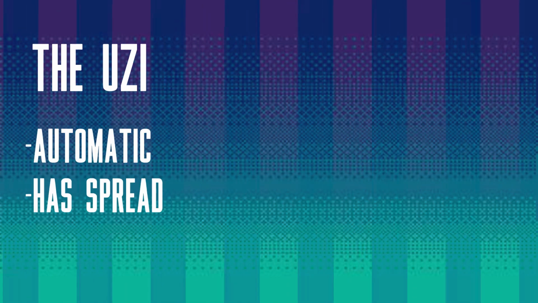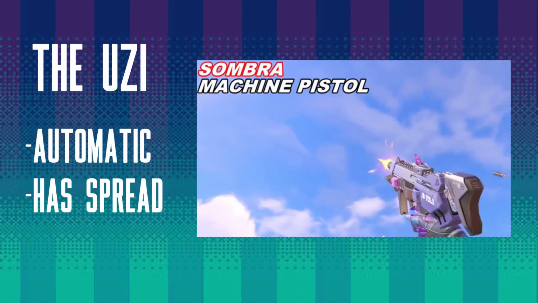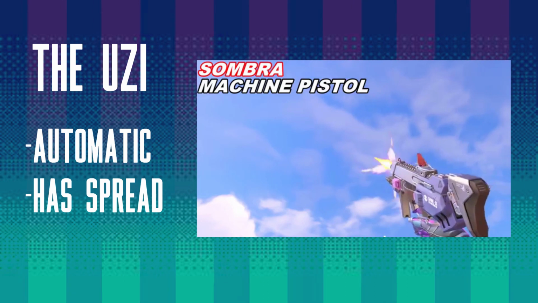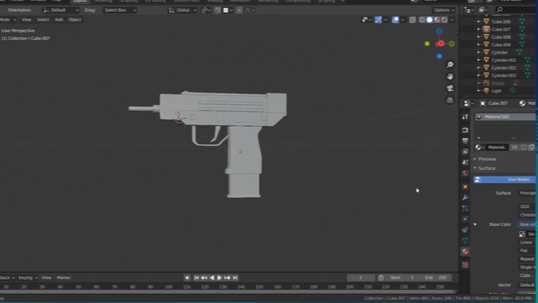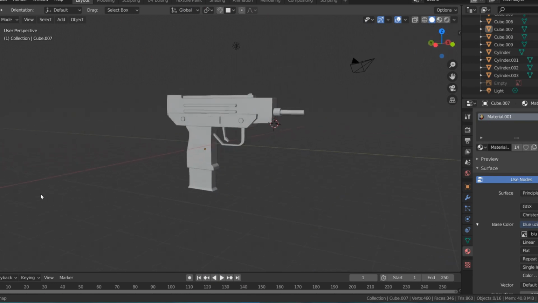I'll have to add a spread system to the game as well. I'm modeling the Uzi off of Sombra's machine pistol from Overwatch. It's a really fun to use gun, and it's basically the perfect Uzi, in my opinion. So I based the Uzi off this image I found online. I made a basic outline and then added details to it.